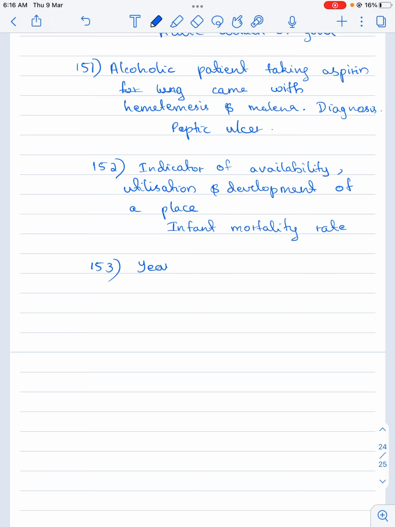Years of potential life lost is based on. Answer to this is premature death.